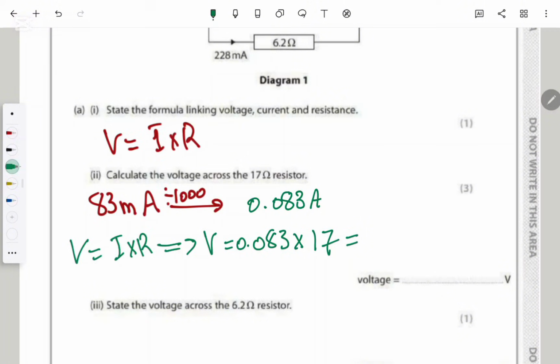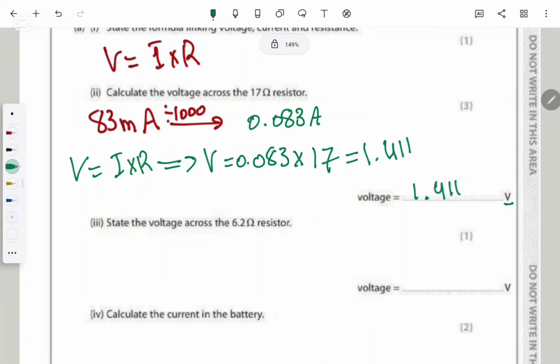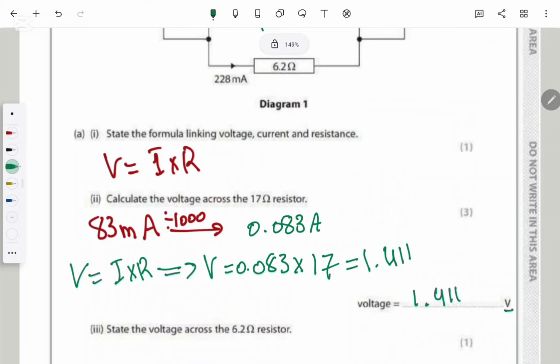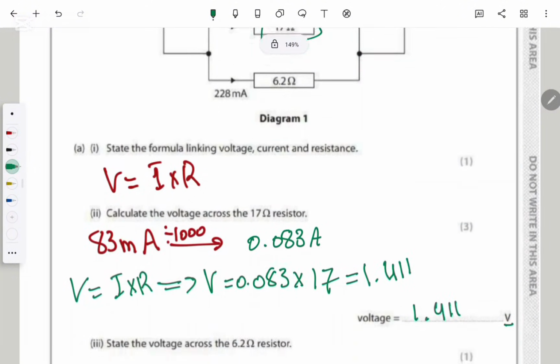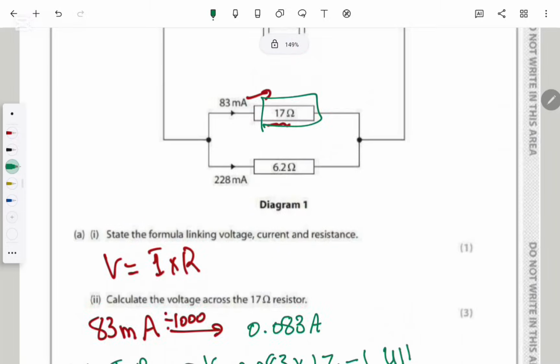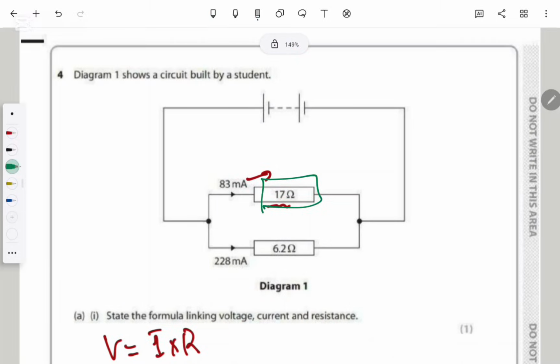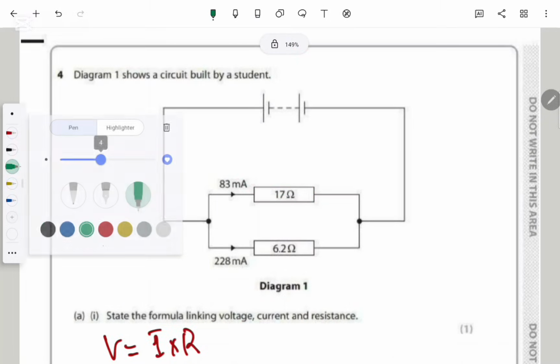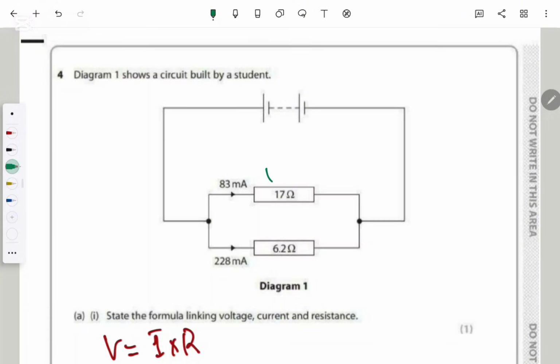The answer you would get is 1.411 volts. Okay. State the voltage across the 6.2 resistor, and you would not be the smartest man alive if you actually multiply them, because remember, this is a parallel circuit. All right, and because it's a parallel circuit, we calculated the voltage right here to be 1.411 volts.